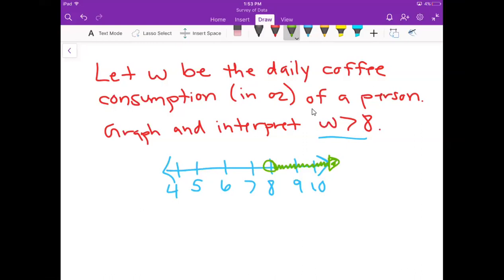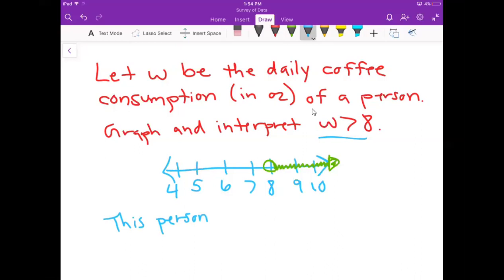But what does it mean for W to be greater than 8 in this particular case? So remember what W means. It's the daily coffee consumption of a person. So just put that in place of W. It means that the daily coffee consumption of a person is greater than, is more than 8 ounces of coffee. So you can say that in a bunch of different ways. I'm going to just summarize it down here. So to me, that means that this person, whoever we're talking about, right? We're talking about a person too, not some animal or something else, right?